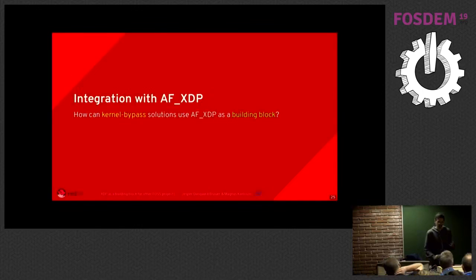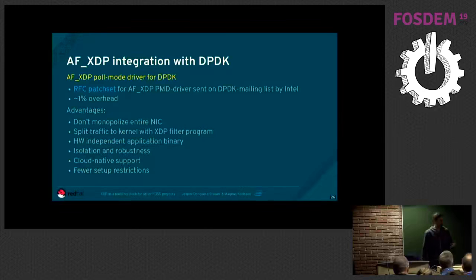Okay, so let's look at some examples of use cases for XDP. The first one, the obvious one, is to write an AF_XDP PMD for DPDK, because AF_XDP is about getting raw packets out to user space quickly. And if you have something up there, for example a user stack, you're probably going to use DPDK. So this is the most obvious one. And we actually have an RFC out on the DPDK mailing list for an AF_XDP PMD driver.